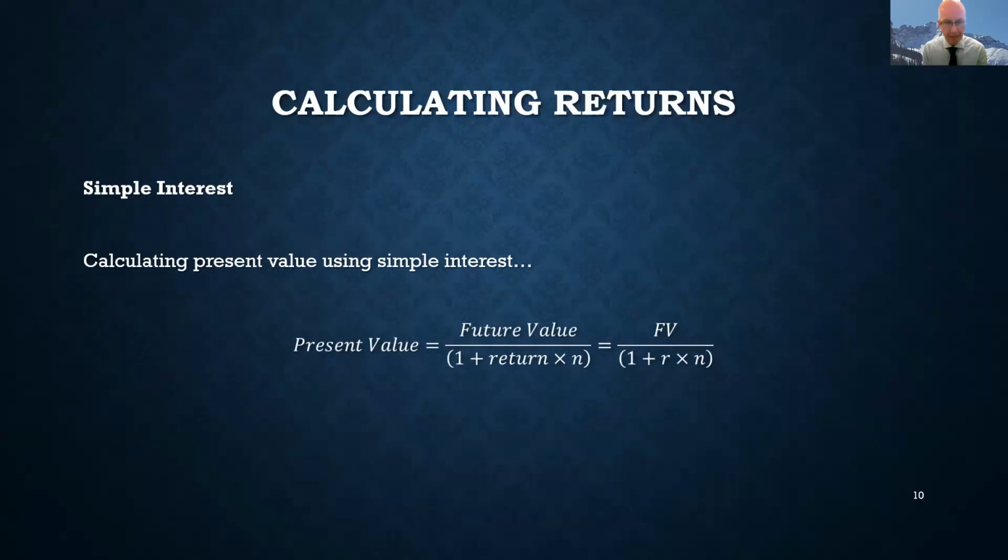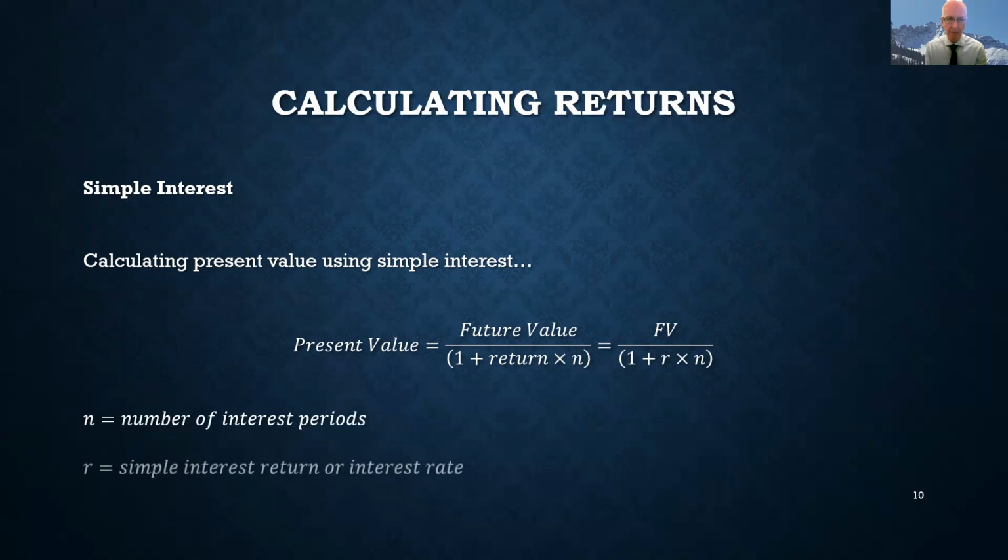The present value equals the future value divided by 1 plus return times n. Another way of writing it: FV over 1 plus R times n. N is the number of interest periods, R equals the interest rate.